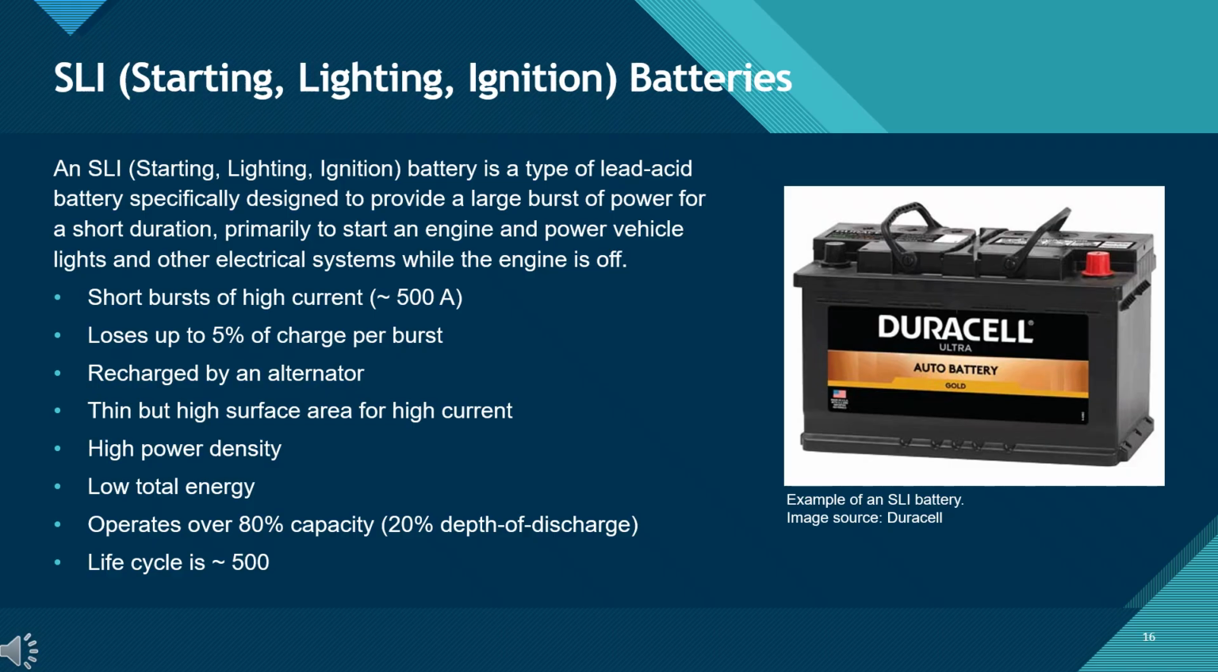The plates inside are thin but have a large surface area, which allows for high current output and high power density. However, SLI batteries are not built for deep energy storage. They typically operate at around 80% of their total capacity and should only be discharged shallowly, about 20%. Their typical life cycle is approximately 500 cycles, meaning they can withstand roughly 500 charge and discharge events under normal use before their performance noticeably declines.